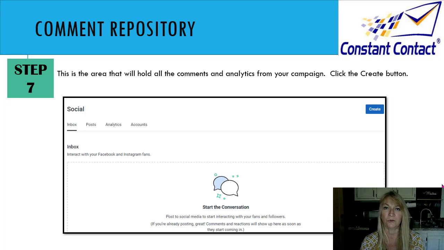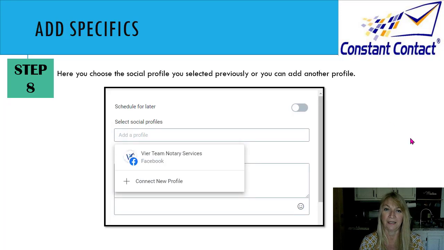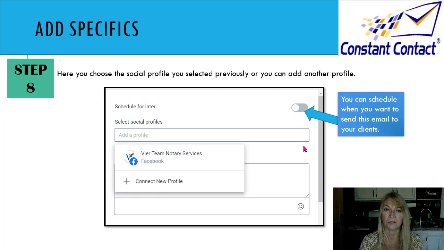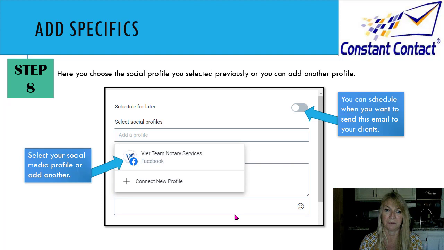And then this is the area that's going to hold all of the comments from the people who say anything back to your emails. It's just the repository, basically, of all the comments here. So there's nothing here to look at right now because I haven't even started the campaign at this point. But you'll click there on create. And then here you choose the social profile that you selected previously, which was the VR Team Notary services page from Facebook, or you can connect to a new profile from here and choose something different. You can choose to schedule for later if you want to send this email to clients at a different time.